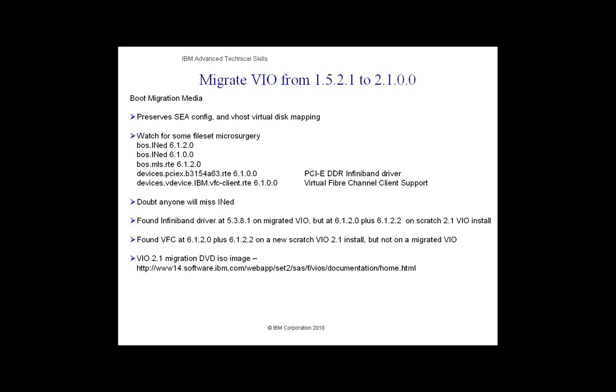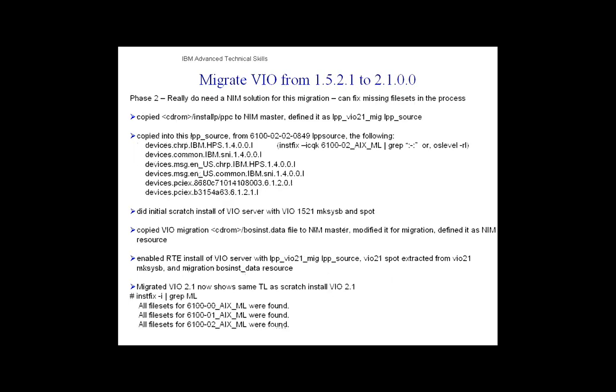But I wanted a NIM strategy for this too. I didn't really want to boot the media, and I thought if I prepare some NIM resources, I can fix some of these missing file sets in the process. So I got the migration DVD into my VIO, and I copied the install ppc directory from that migration DVD onto the NIM master, and I called it the LPP VIO 2.1 MIG, the migration. I called it an LPP source. And I added a few things to it.